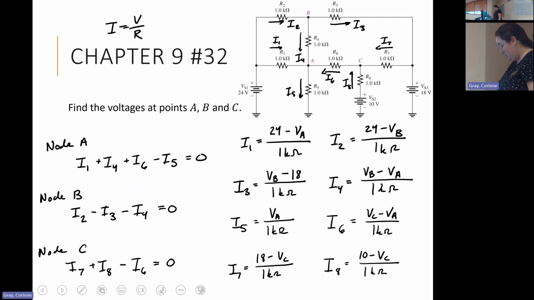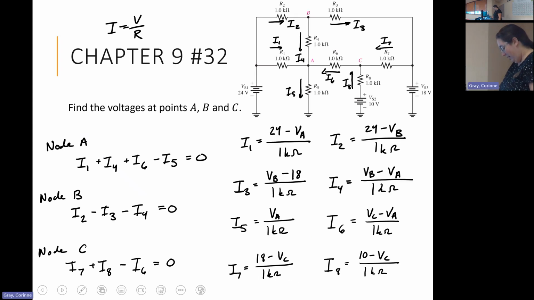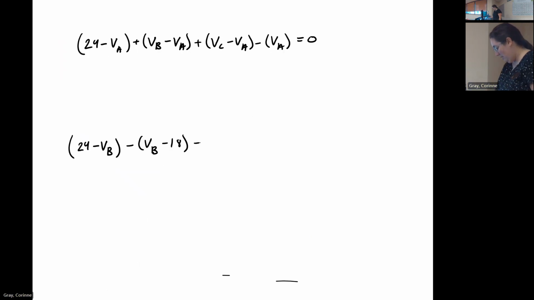Minus I3, which is going to be VB minus 18. And then we'll have minus I4, which is VB minus VA. And that's going to sum up to 0. And last but not least, we need to do it for node C here.